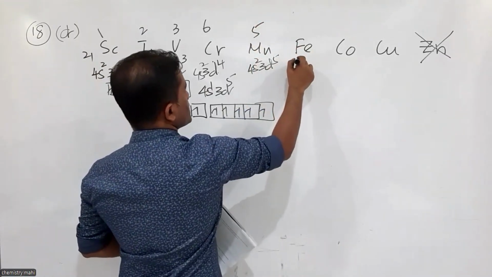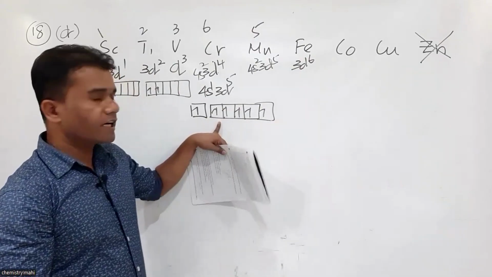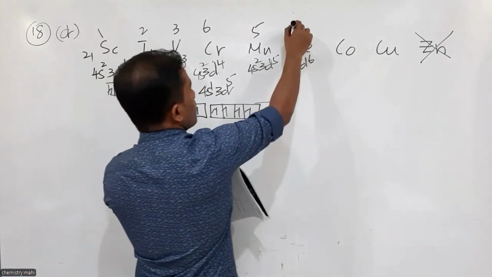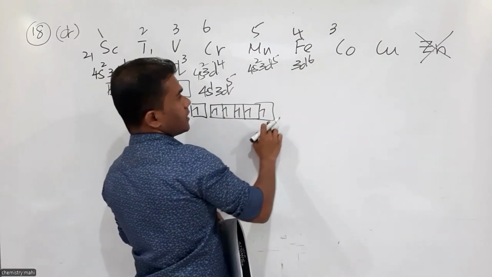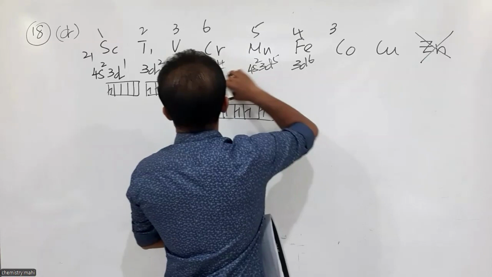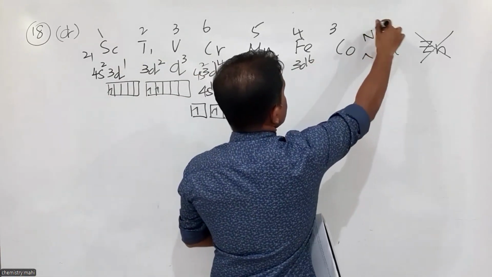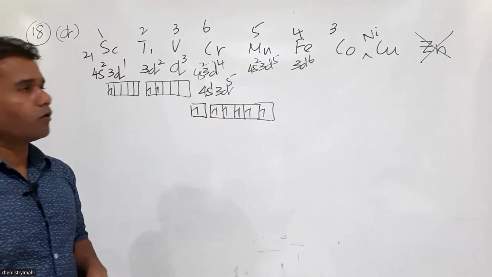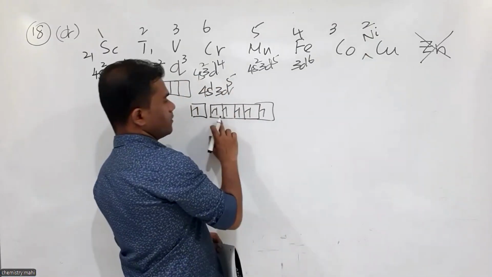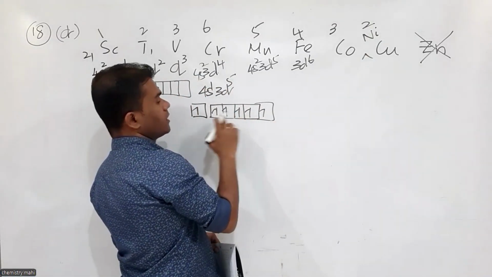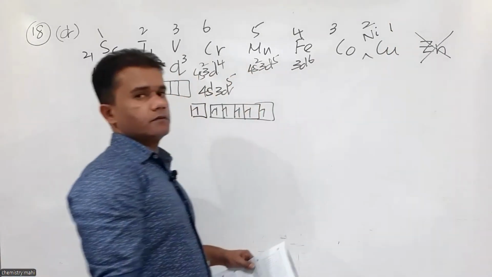Iron is number 26, which means 3d6. 3d6 means you complete 5 like this and then add 1 again here. How many? 4. Cobalt can have 3 because 3d7, 3. Then wait a minute, I missed one thing. Vanadium, chromium, manganese, nickel is missing here. Nickel is between copper and cobalt. 28 means D8: 1, 2, 3, 4, 5, 6, 7, 8, which means 2. Copper, there is 1. Zinc, we don't consider.